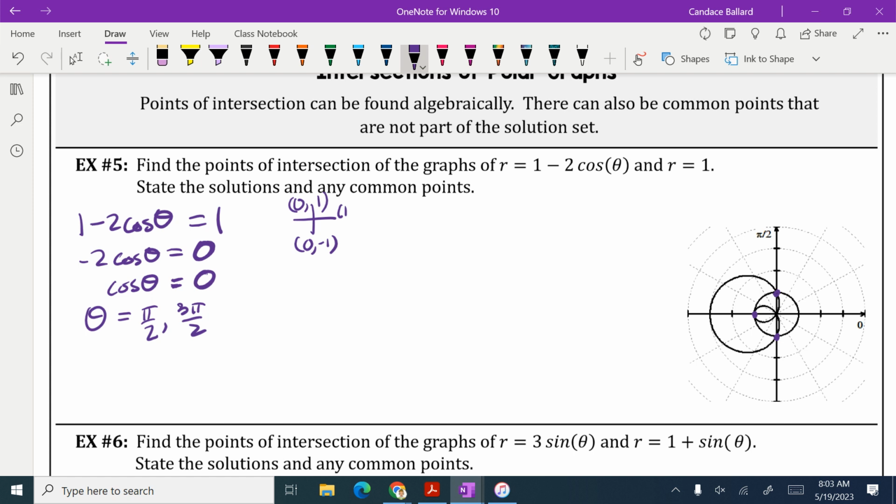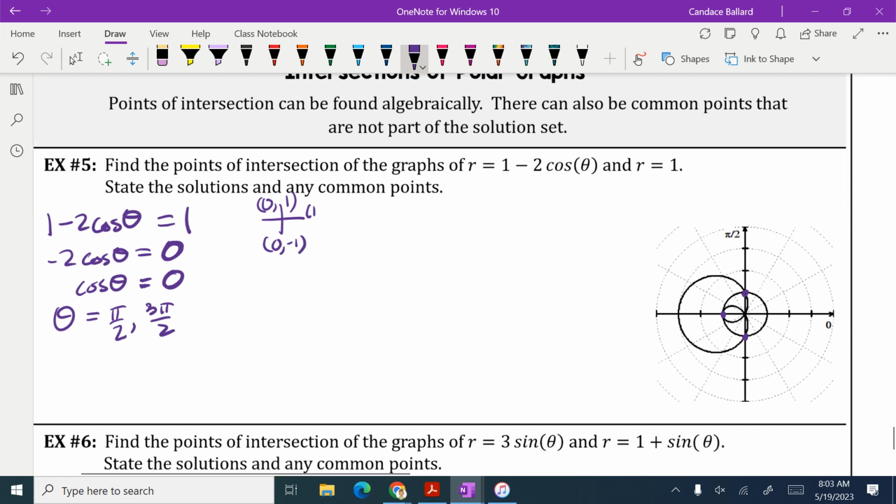Okay, so that's basically saying my graphs intersect at pi over 2 and 3 pi over 2. Isn't that one of the intersection points? There's my pi over 2 intersection point right there, and this is my 3 pi over 2 intersection point. Well, that's kind of weird. There was supposed to be a third one. I wonder what happened.